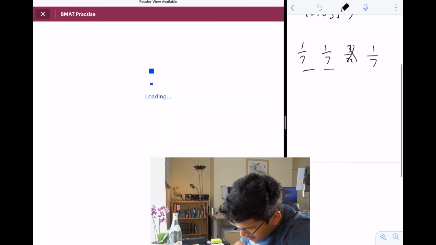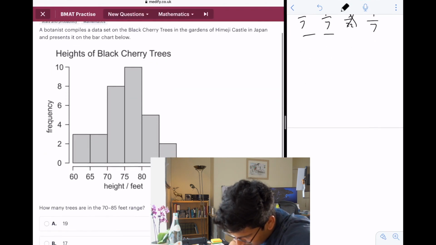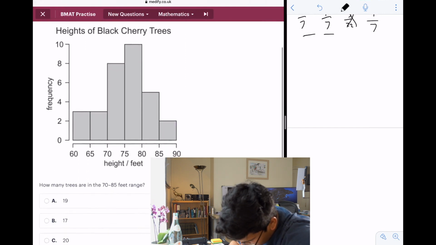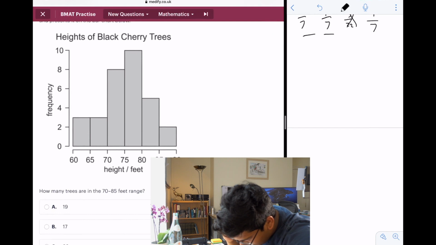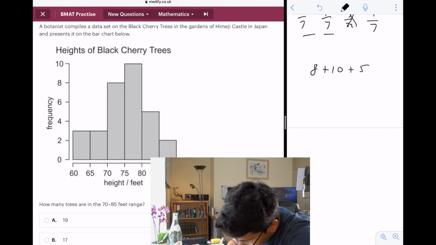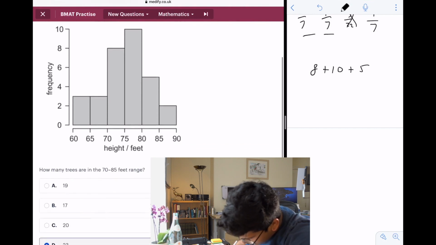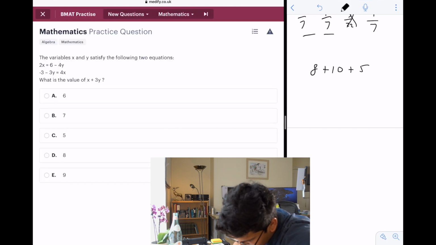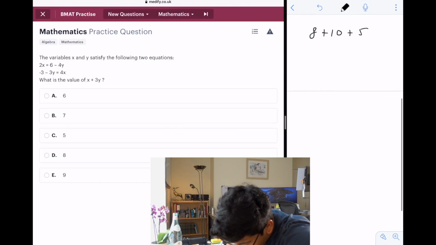Cool. A botanist compiles data from black cherry trees. Okay, great. How many trees are in the 70 to 85 feet range? So I've got 8 plus 10 plus 5, which is 23. Cool, correct.